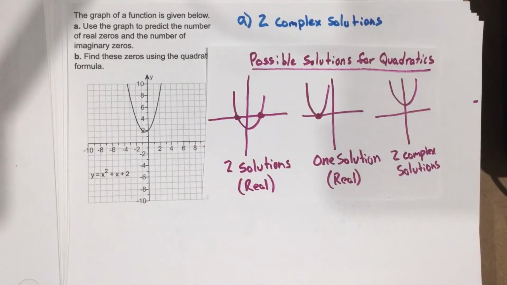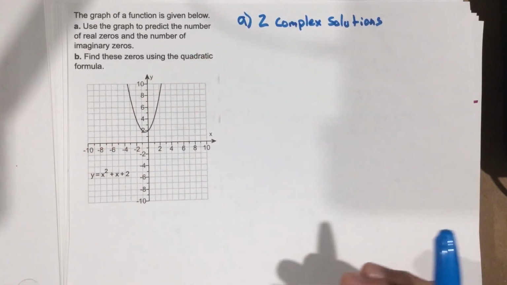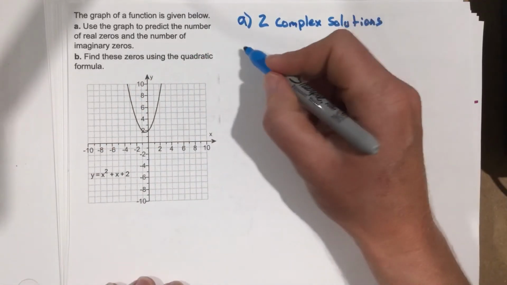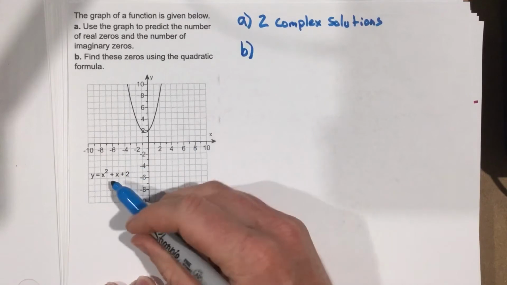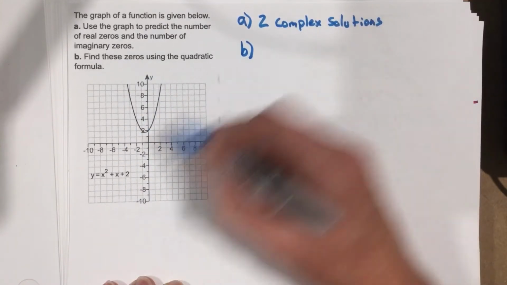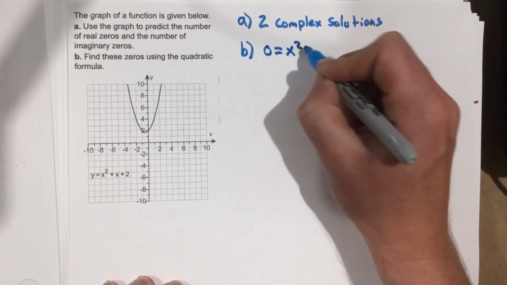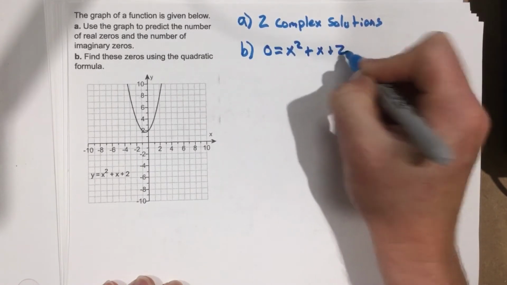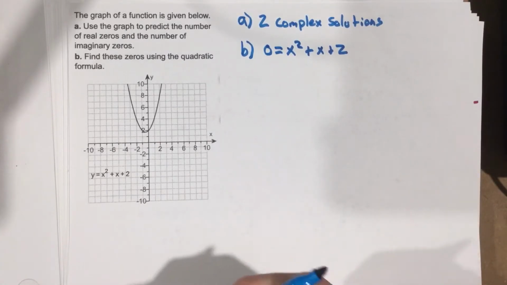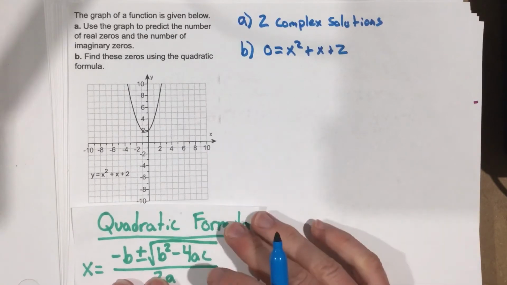All right, so let's go ahead and solve this. So for part B, they say take the equation and find the zeros. Well, to find the zeros, we're going to take y and replace it with 0 and say x squared plus x plus 2. Now they want us to use the quadratic equation. That's fine.